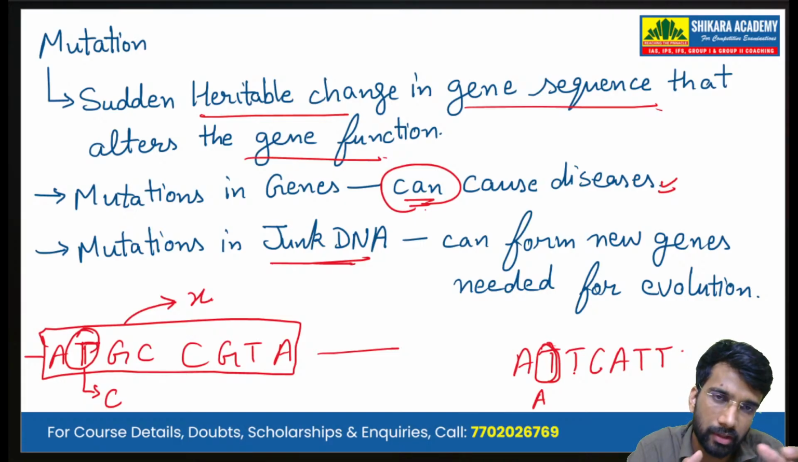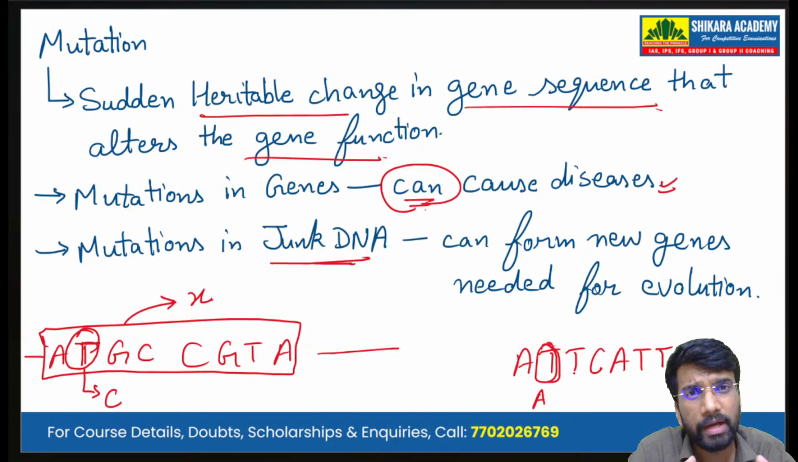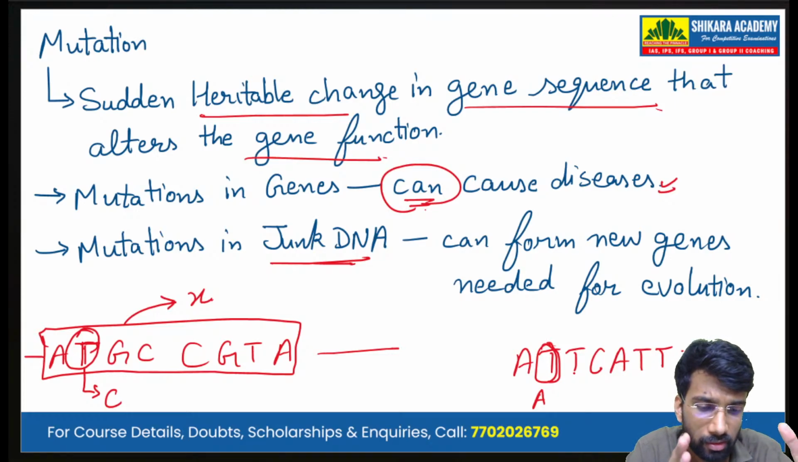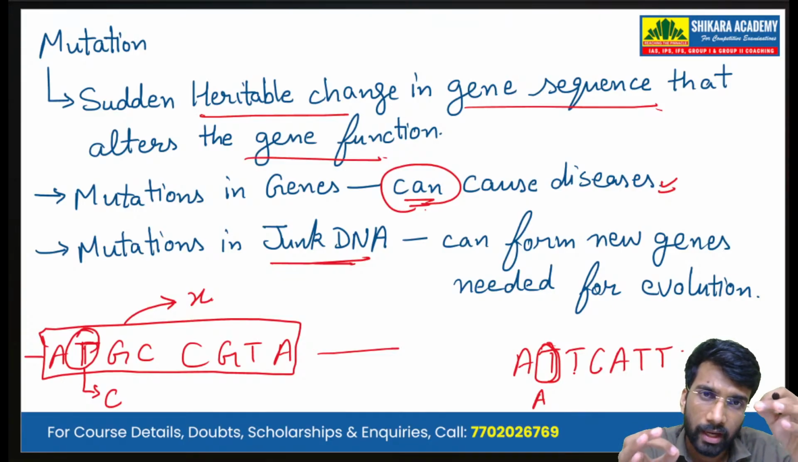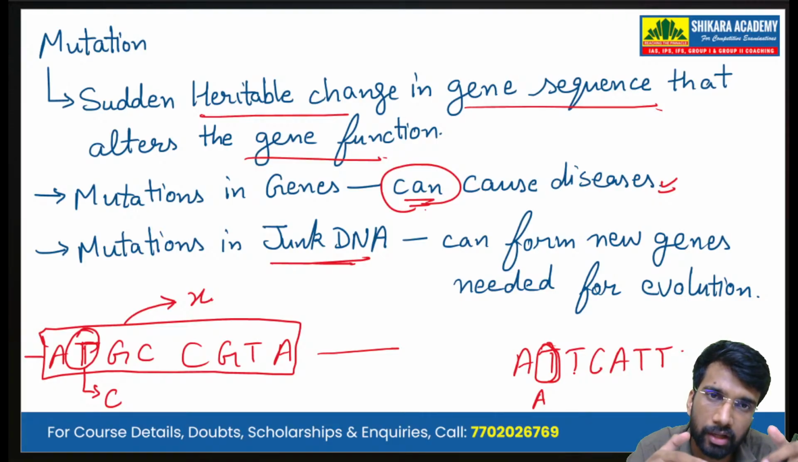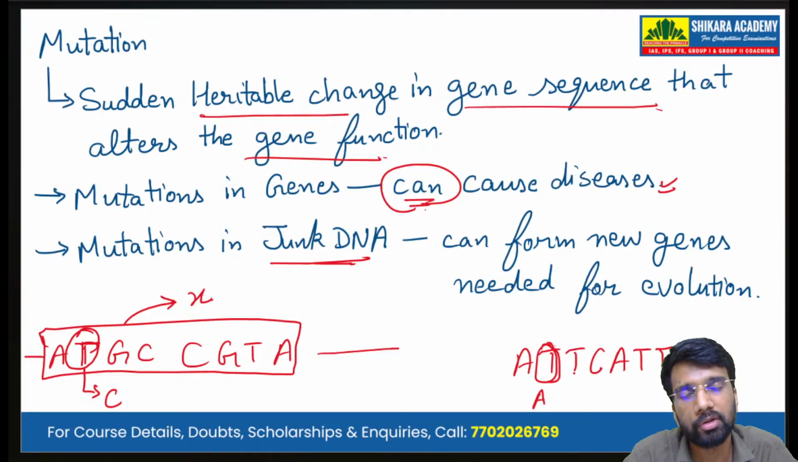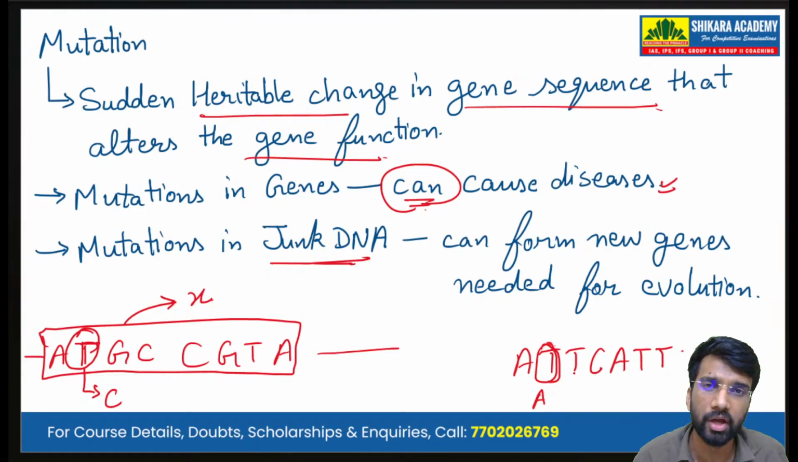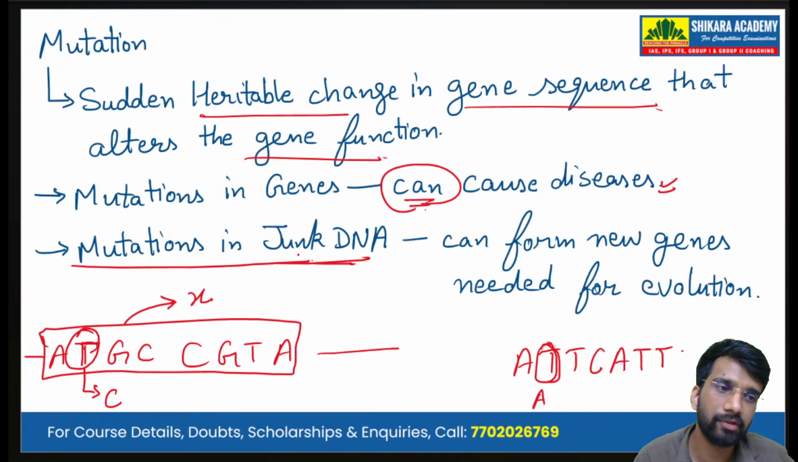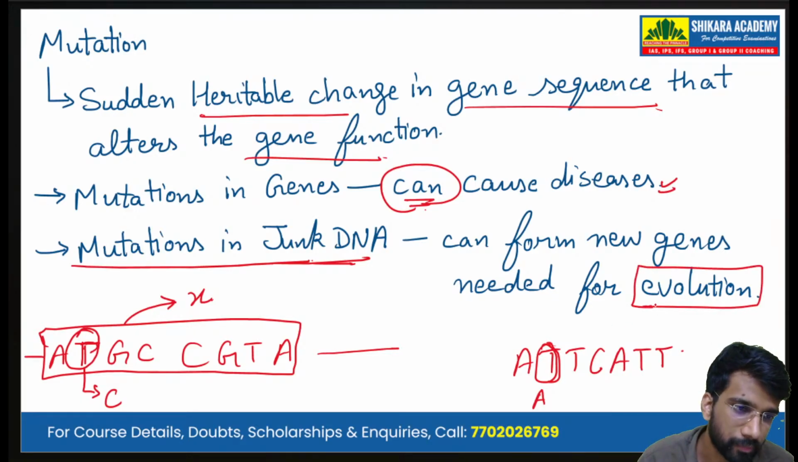Now what can happen is if this was non-functional till this point of time, it can now become functional and can start to code for certain things. So we can say that this non-functional or junk DNA has now become a gene. And the formation of new genes, the accumulation of new genes, can ultimately lead to the formation of new species, and that is the process of evolution. So mutations in junk DNA drive the evolution.